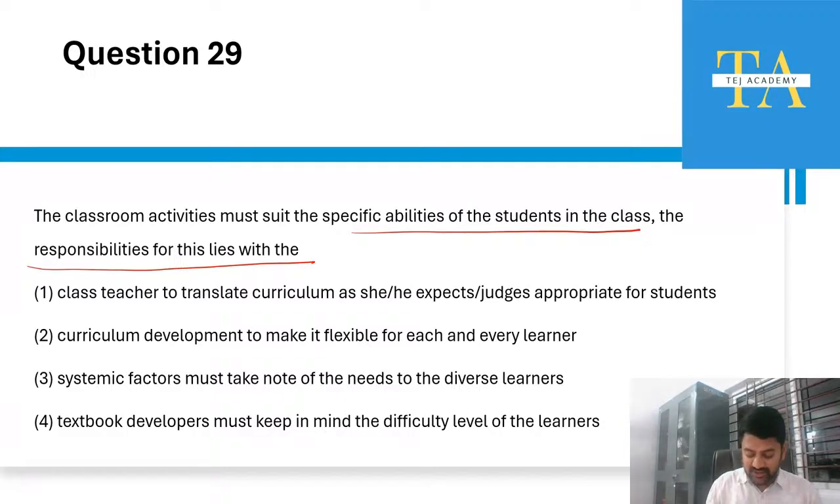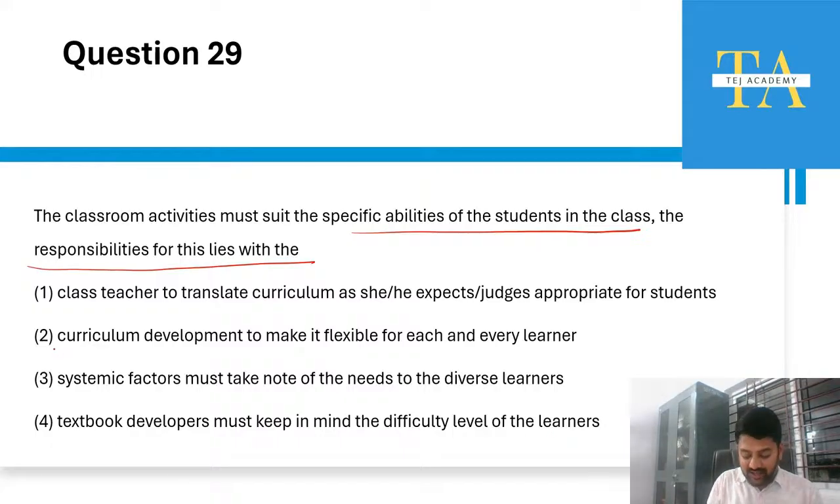for students. Curriculum development to make it flexible for each and every learner. Systematic factors must take note of the needs of the diverse learners. Textbook developers must keep in mind the difficulty level of the learners. Question 29, option 2. Okay, Surabhi, Varun, option 2. Curriculum development to make it flexible for each and every learner.